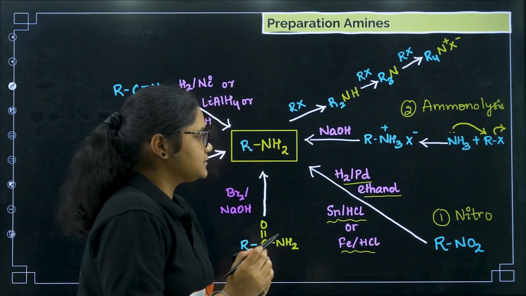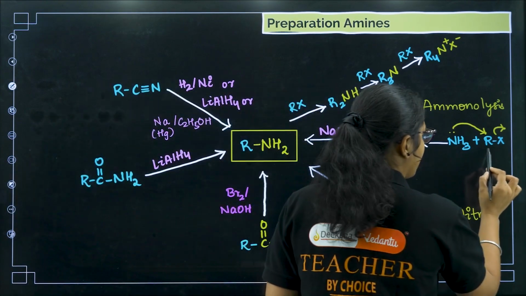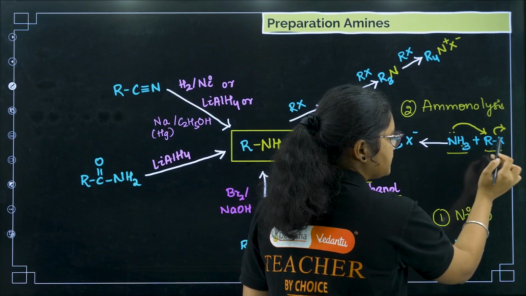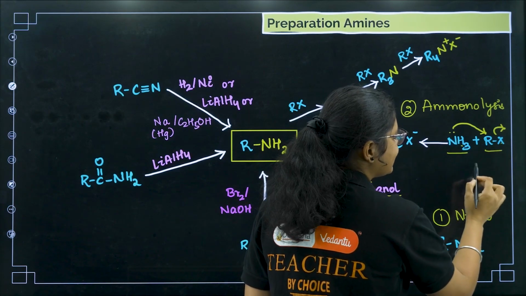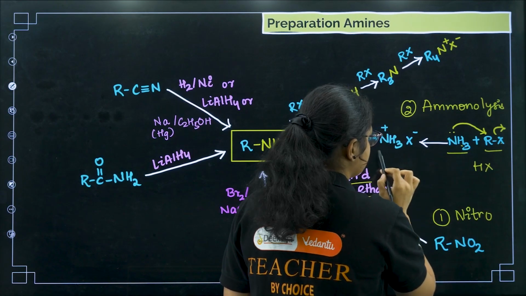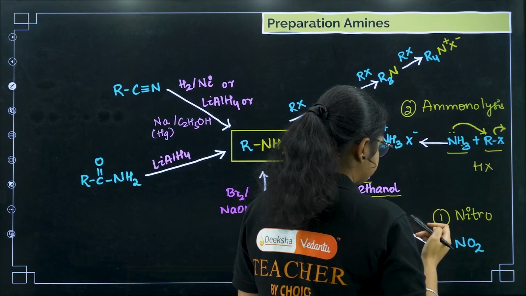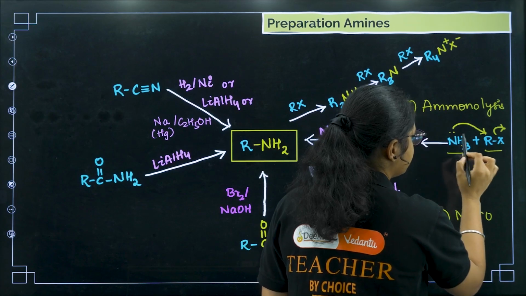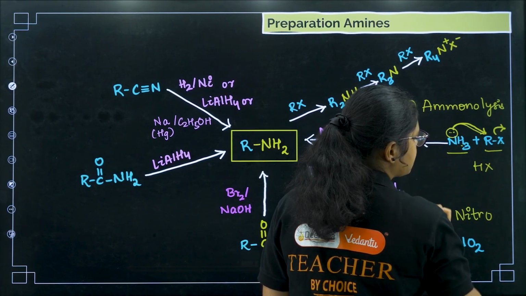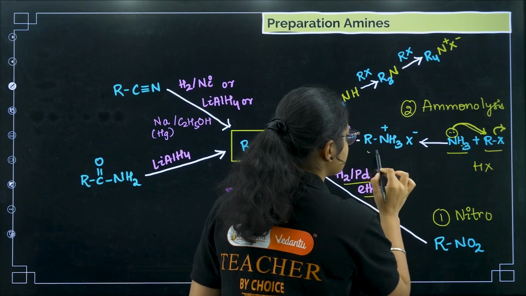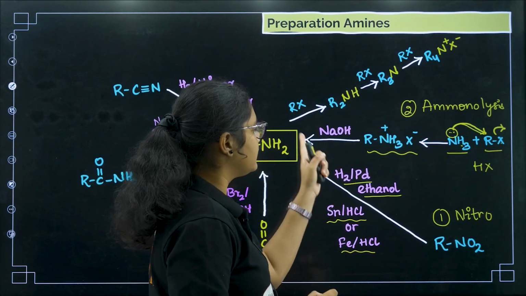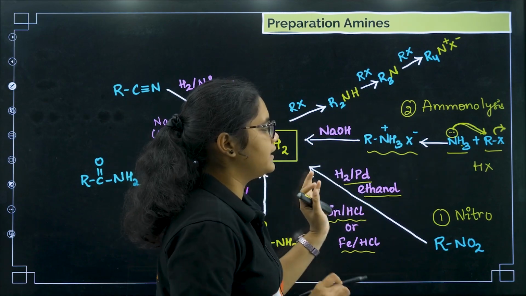Now in ammonolysis, see carefully, first you take a haloalkane and you take ammonia. From this NH3 and RX you get HX. You form HX. So now what is remaining? RNH2. Now this lone pair attacks on this carbon, on this R group. So we get a salt like this, RNH3 plus and X minus. Now when you treat it with NaOH, you get RNH2.